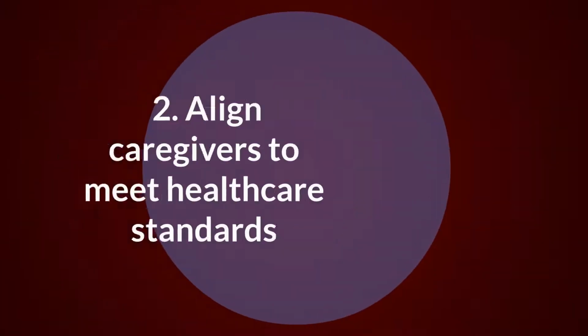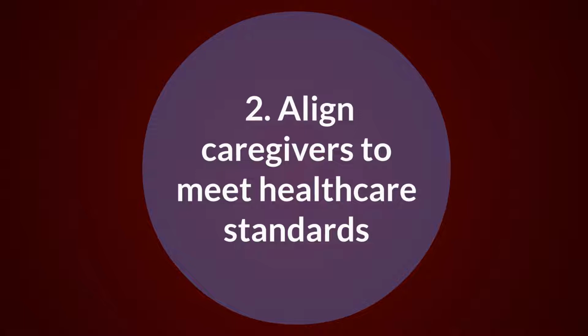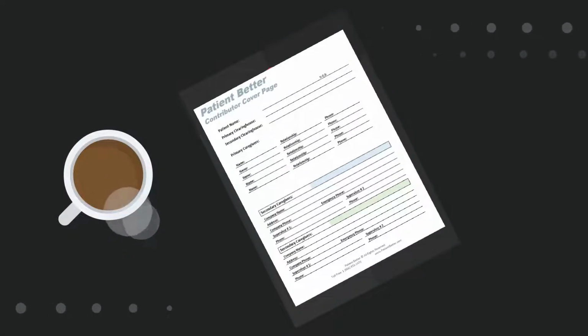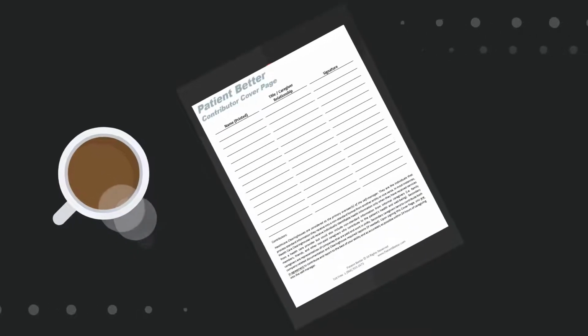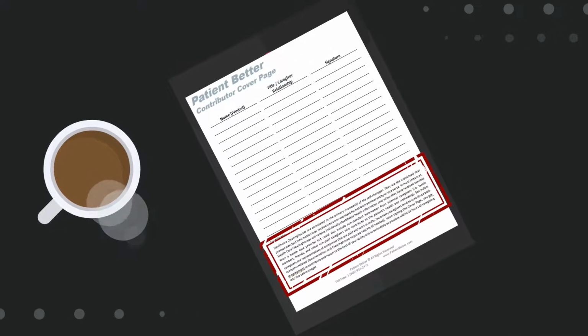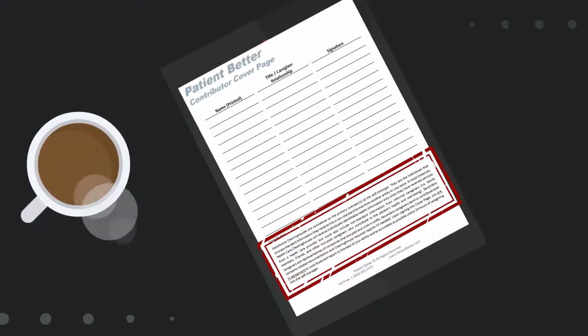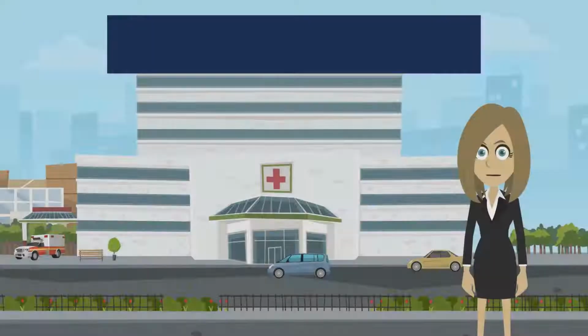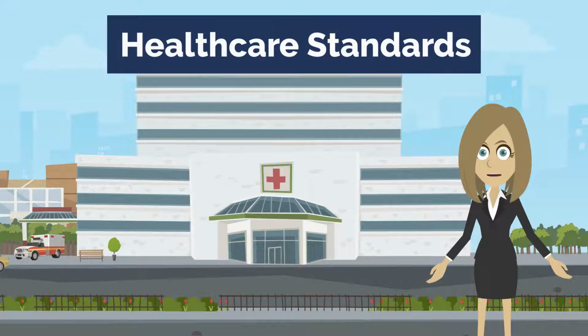For the second step, you will want to align all your caregivers to meet healthcare standards. And this is where the contributor cover page will come into play. On the back, there is a HIPAA consent form. All caregivers who sign this paper recognize there is a health standard to meet. Simply put, health standards are put into place to protect the patient's privacy.